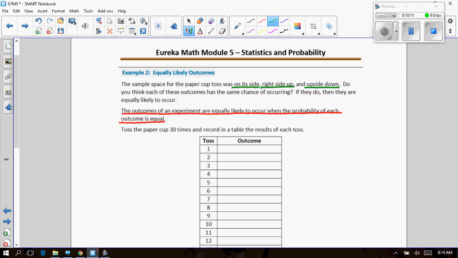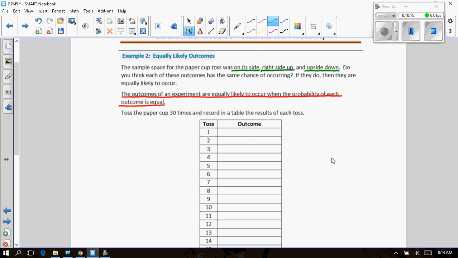Okay, so I'm going to give you guys 5-7 minutes to do this, and then we're going to get together and talk on page 21. So go ahead, hit pause, hand out the cups, and do this experiment.